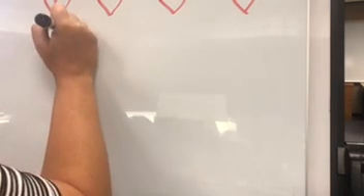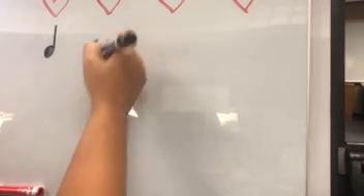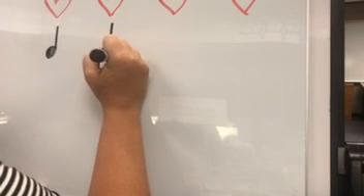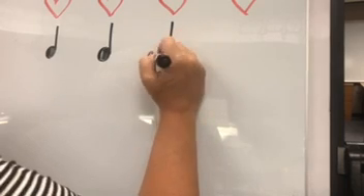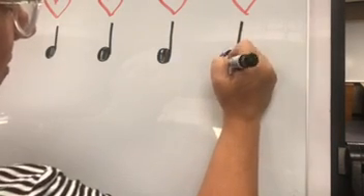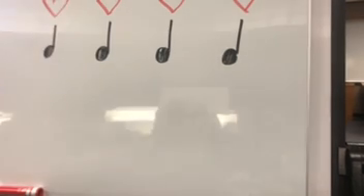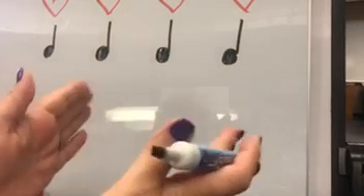So the first kind we're going to draw is a quarter note, and it is worth 1 beat. So under the hearts, to fill that measure, I would draw 4 quarter notes because it takes 4 quarter notes to fill 1 measure of 4. And we would play this simply as ta, ta, ta, ta.